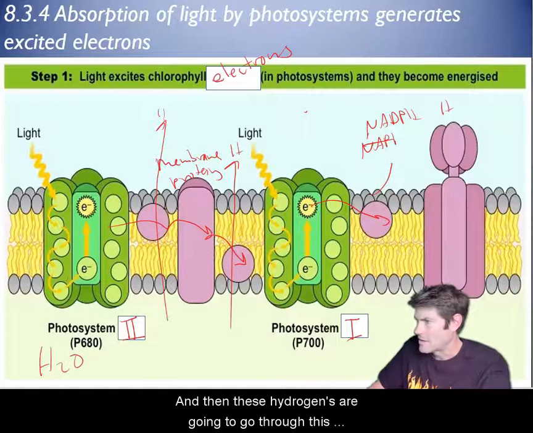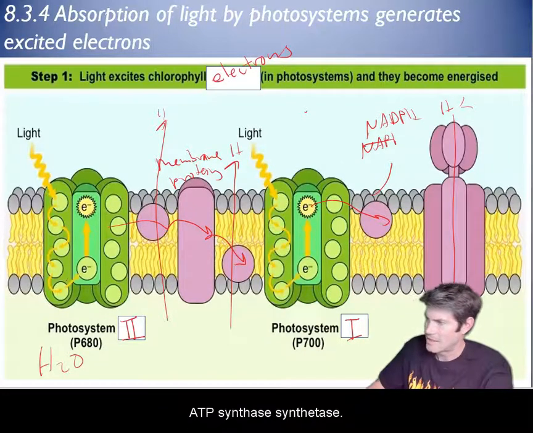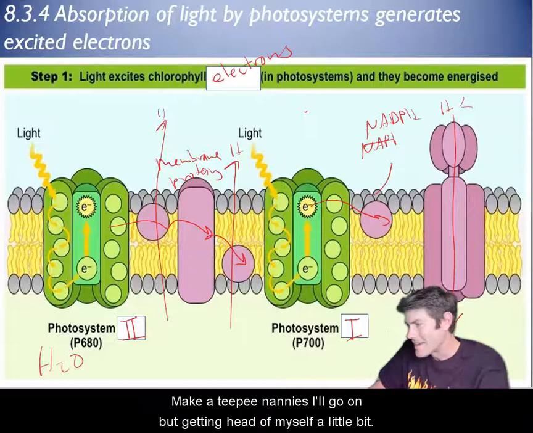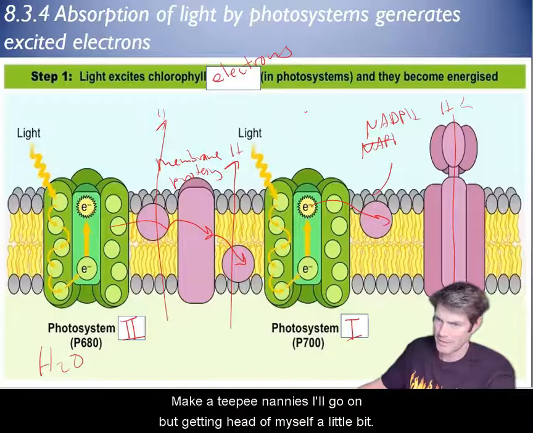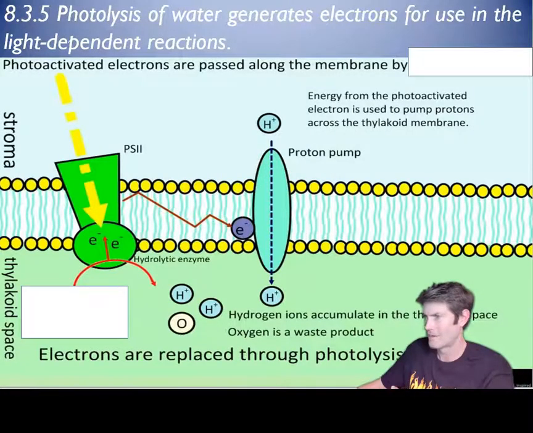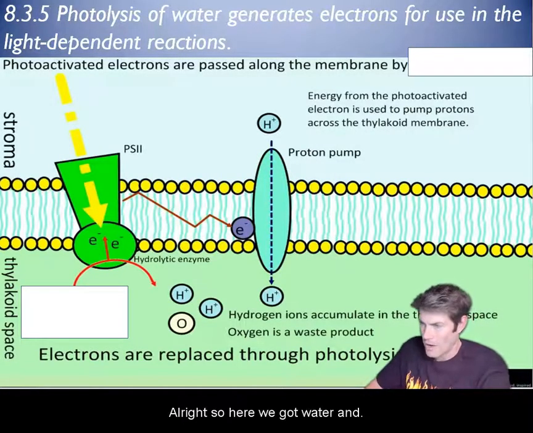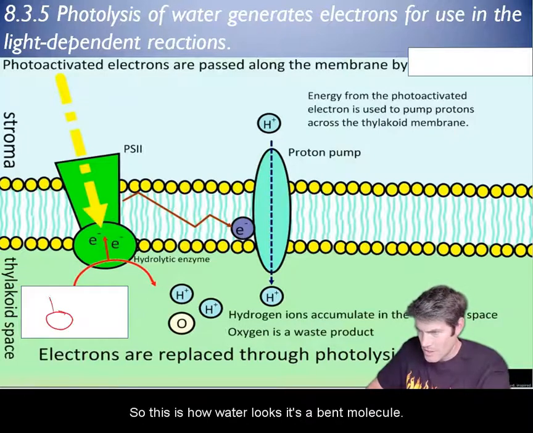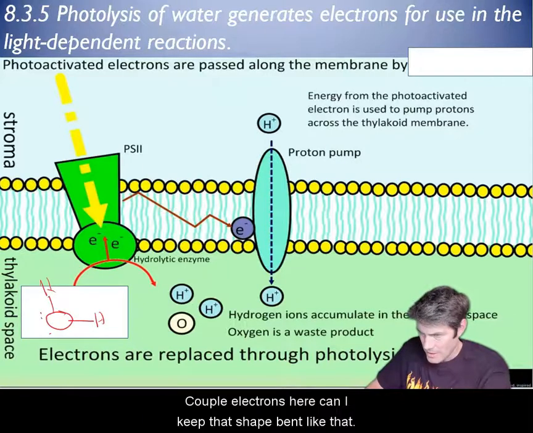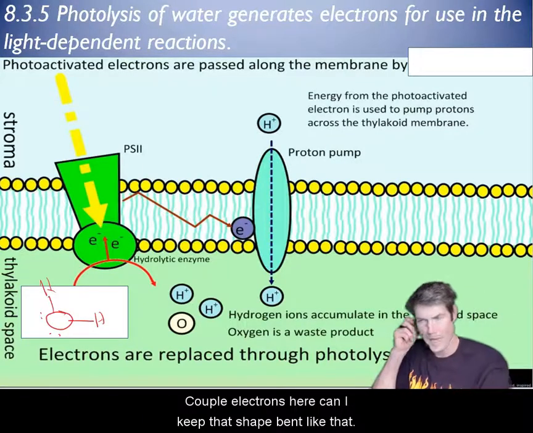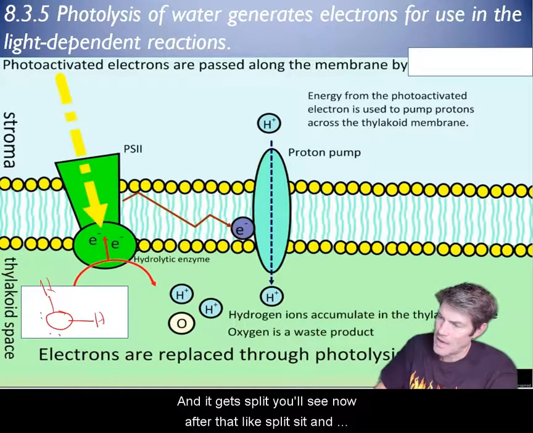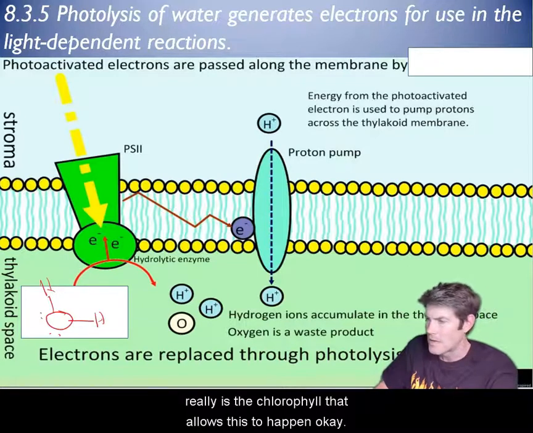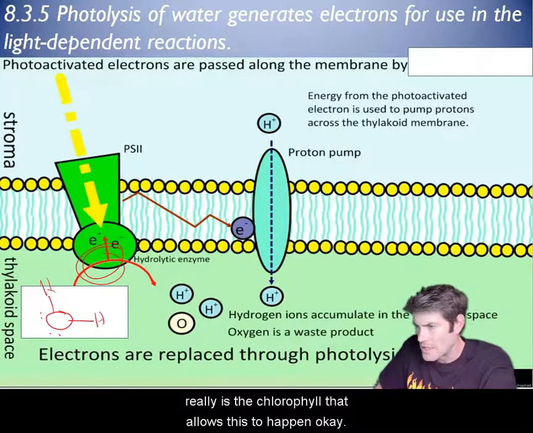And then these hydrogens are going to go through this ATP synthetase to make ATP. And then these all go on. But I'm getting ahead of myself a little bit. So going on there. All right, so here we got water, and this is how water looks. It's a bent molecule. A couple electrons here keep that shape bent like that, and it gets split. You'll see now after that light splits it, and really it's the chlorophyll that allows this to happen.